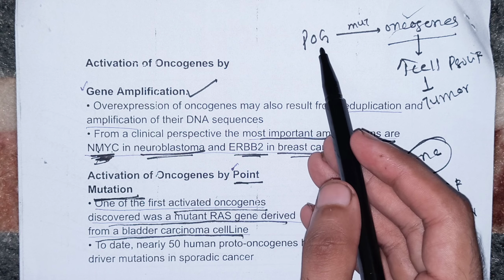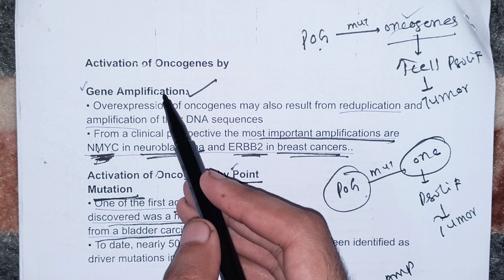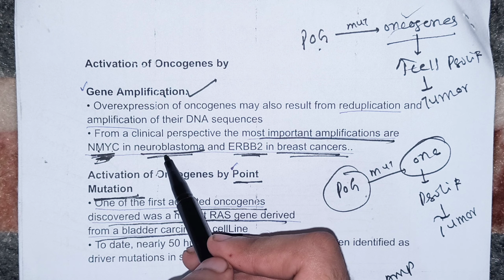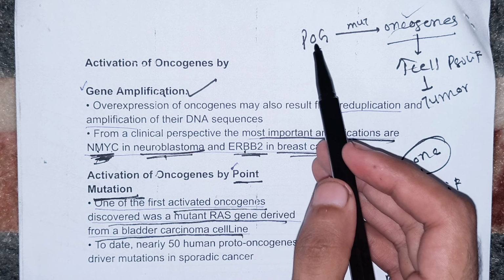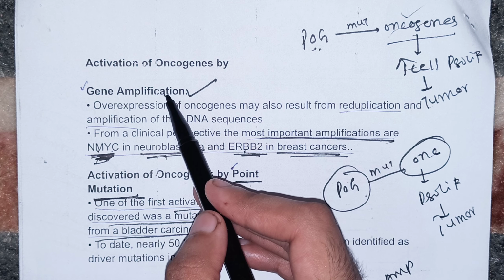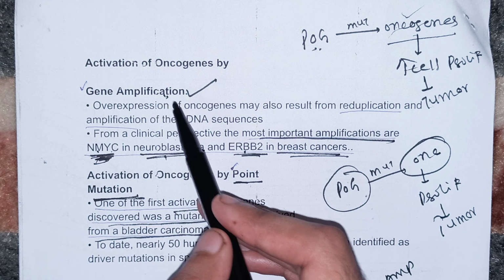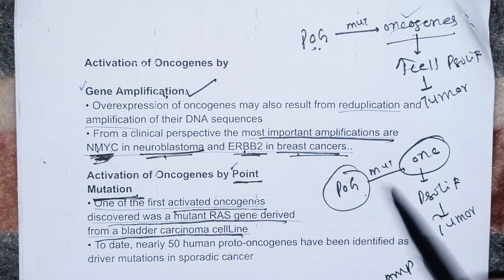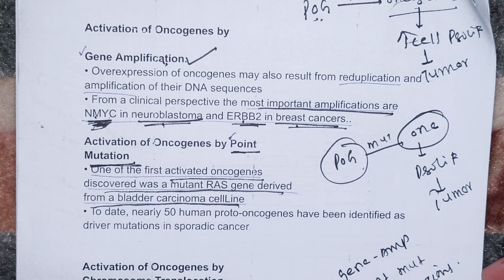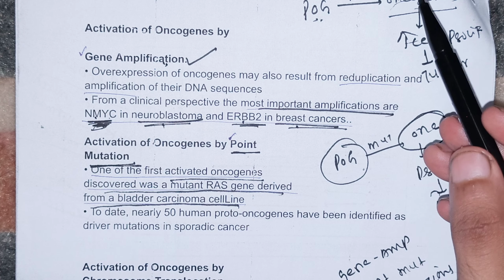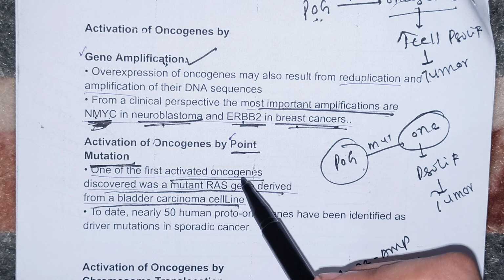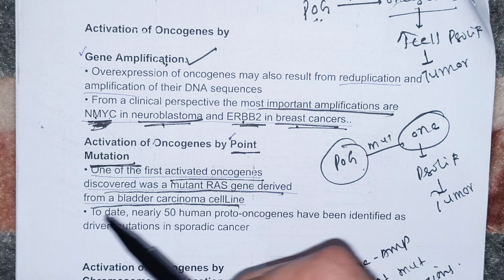A very good example of gene amplification is the NMYC gene. NMYC gene is a proto-oncogene. If there is amplification in it, it will lead to uncontrolled proliferation and the formation of neuroblastoma. ERBB2 is a proto-oncogene. If there is gene amplification in it, it will lead to uncontrolled proliferation and ultimately development of breast cancer. Similarly, point mutations can also occur in proto-oncogenes, due to which they can become oncogenes. The first activated oncogene was the RAS gene from the bladder carcinoma.